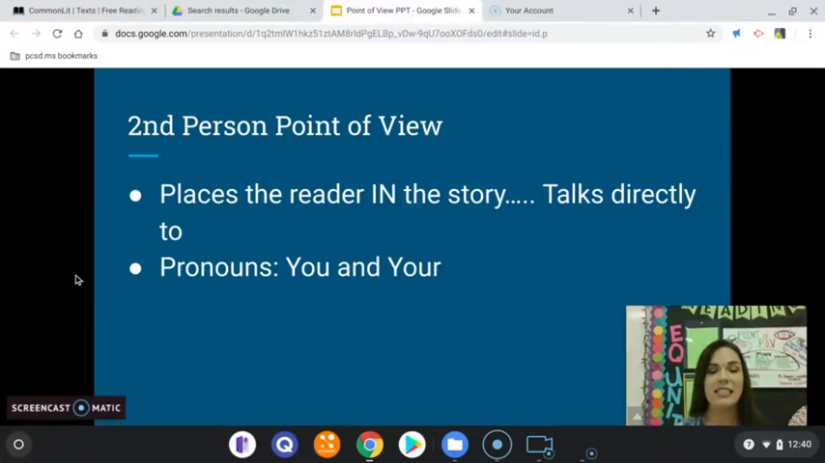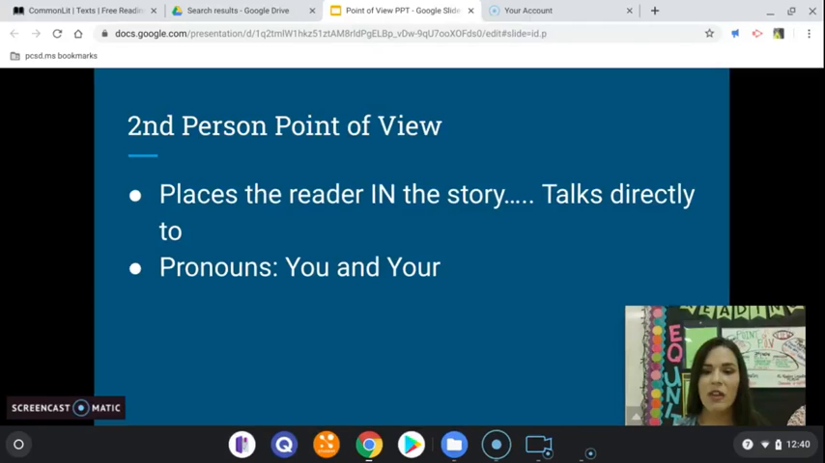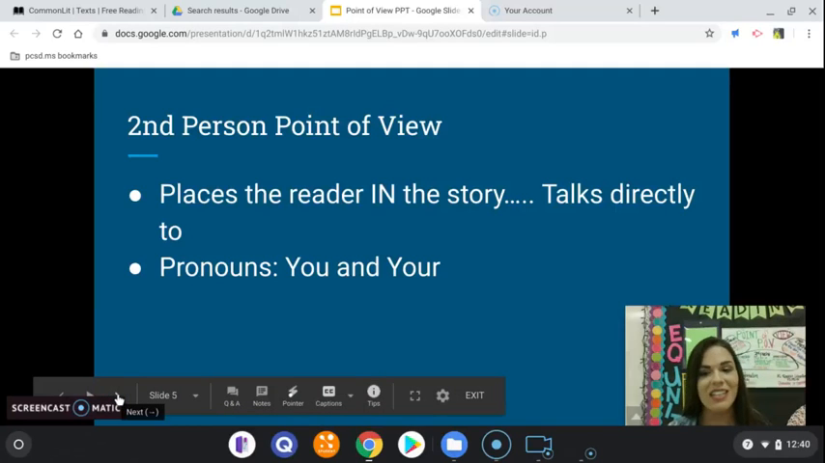Okay, the next one is second person point of view. This is the one that's a little tricky and that we don't see very often, but second person point of view places the reader in the story. You are talking directly to somebody. So when the narrator is writing, they use the pronouns you and your. And I have just a few examples on the next slide of this.